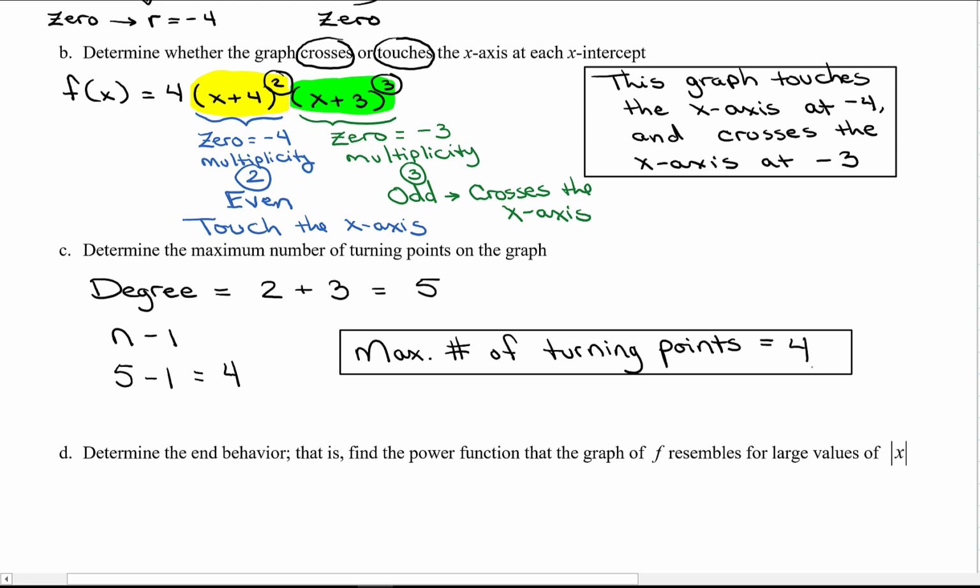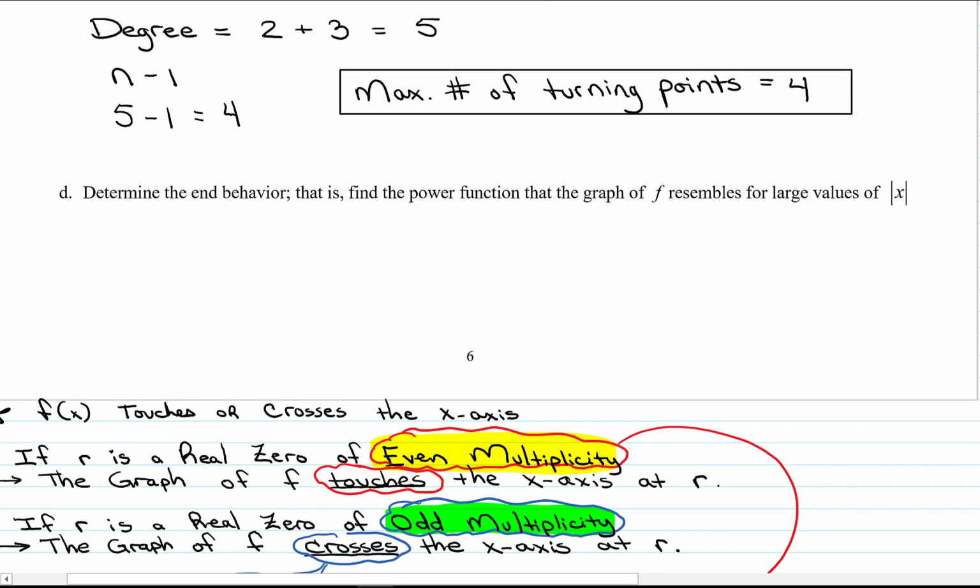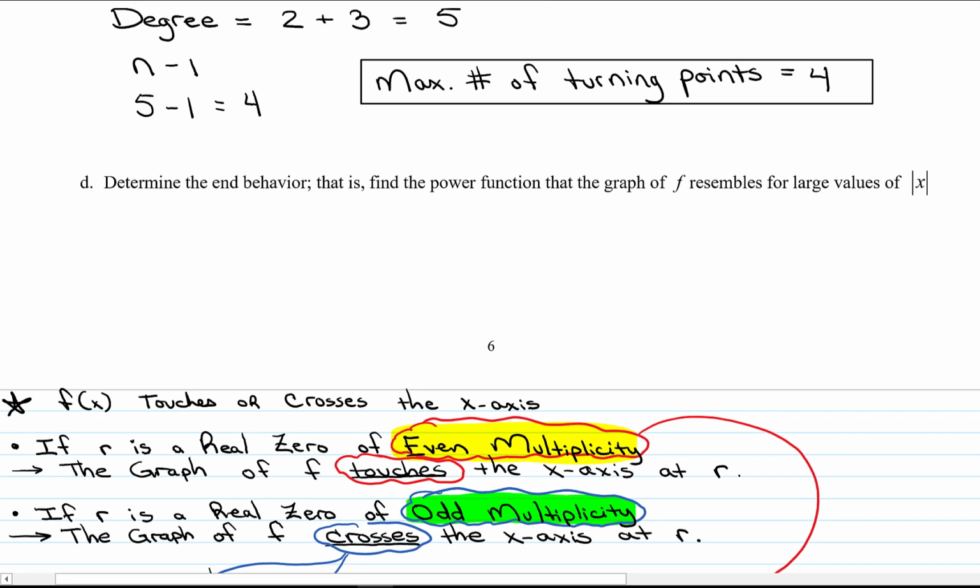D, determine the end behavior. That is, find the power function that the graph of f resembles for large values of absolute value of x. So to determine the end behavior, we're basically trying to figure out what our function is going to look like in the end, just an overall general appearance of this function.